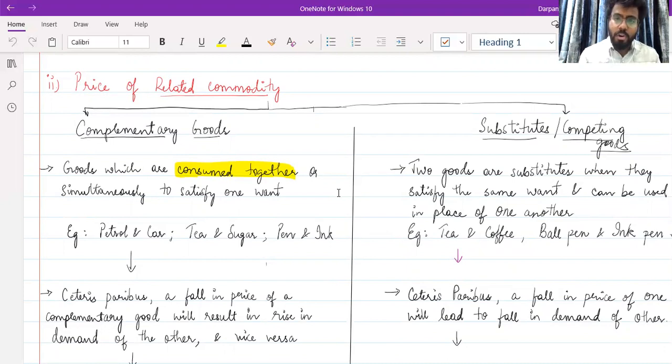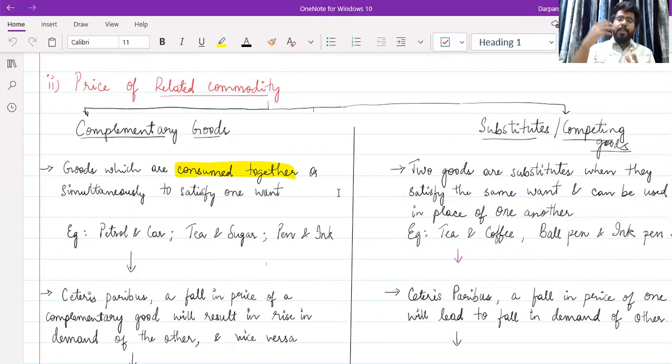What is the example of complementary? Your petrol and car, or your pen and ink, these are complementary goods. What are substitutes? Your coffee and tea, right? Your car and bike, right? Your ball pen and ink pen, all these are substitutes. So what happens when the price of these commodity changes?